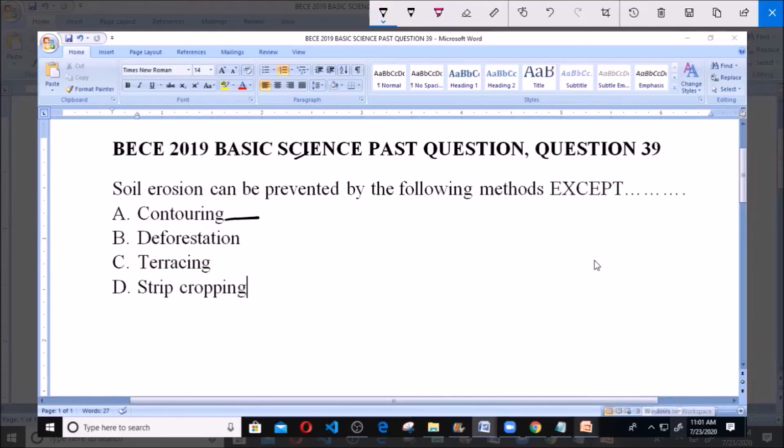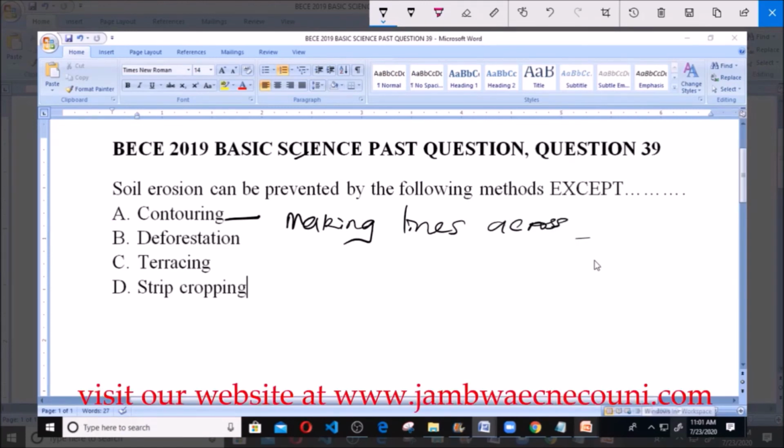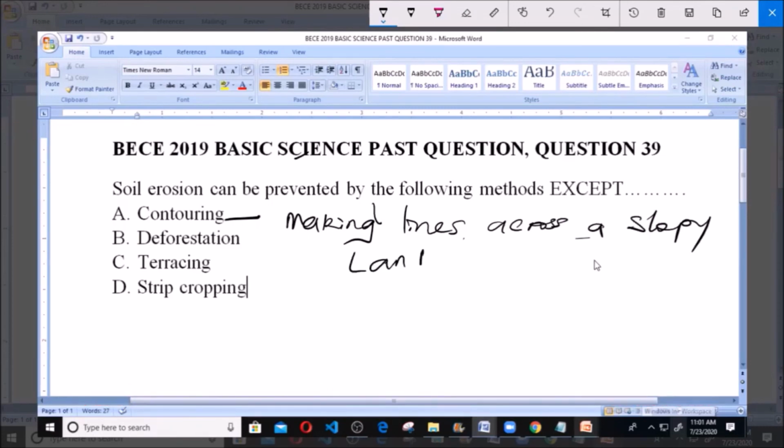Now, A says contouring. What does contouring mean? Contouring simply means converting a sloping land into contours. That is making lines across a sloping land in order to prevent soil erosion. Take for instance, you have a land that is sloping like this. Contouring simply means making contours, making lines like this. You make these lines across this sloping land in order to reduce soil erosion.